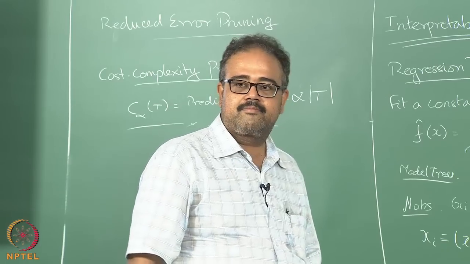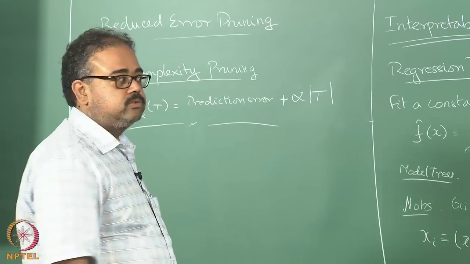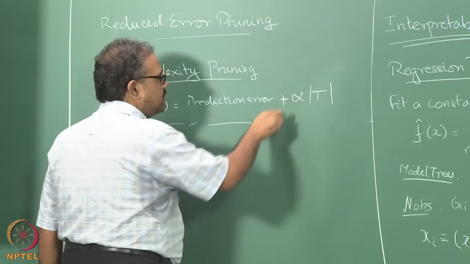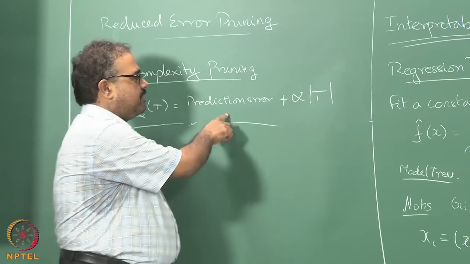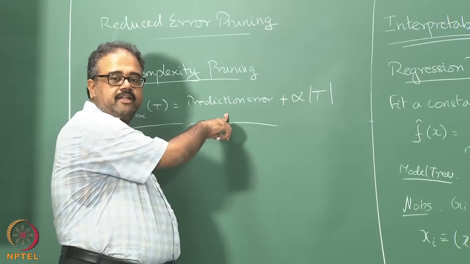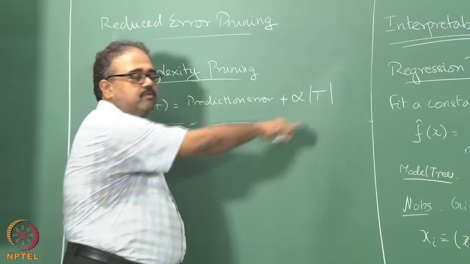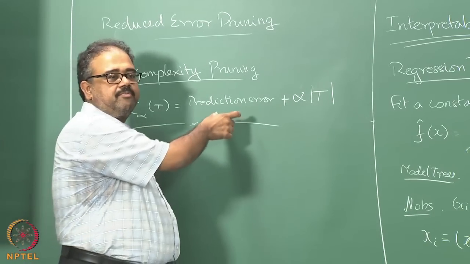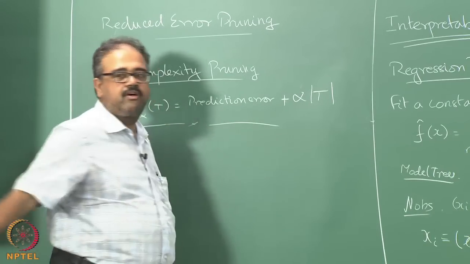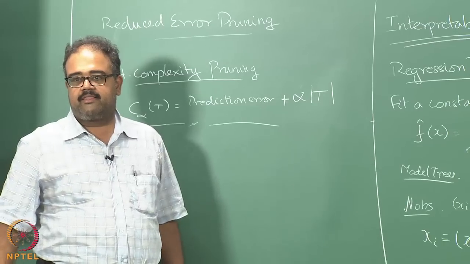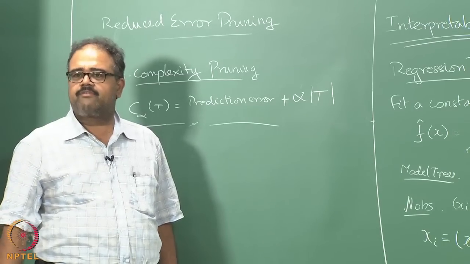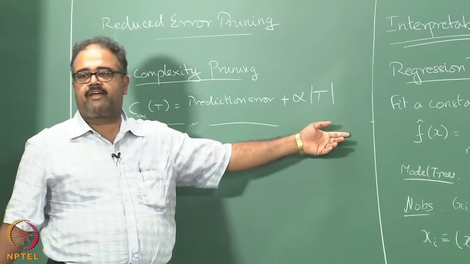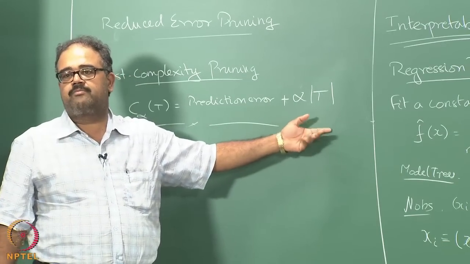What kind of range should you expect from alpha? It depends on how you are normalizing the prediction error, as well as what is the expected size of the tree you are going to see. If the prediction error lies between 0 and 1 and the tree sizes are of the order of 10,000s, you would really want your alpha range to be small. But if the tree is of the order of say 5 or 10 nodes, then the alphas could be larger.